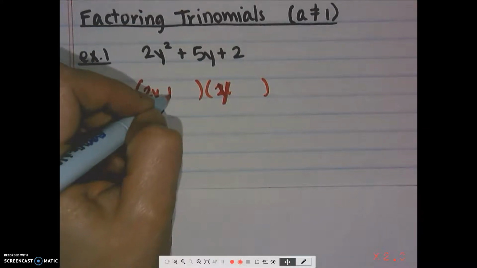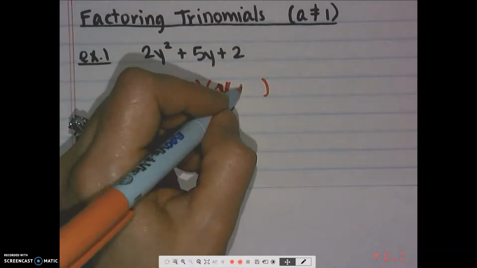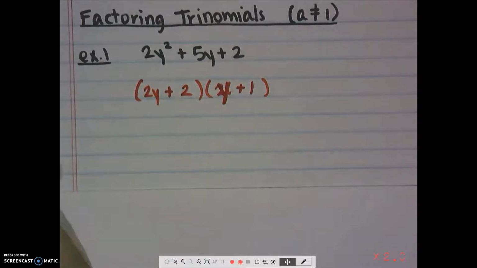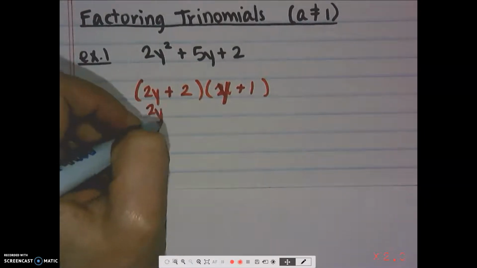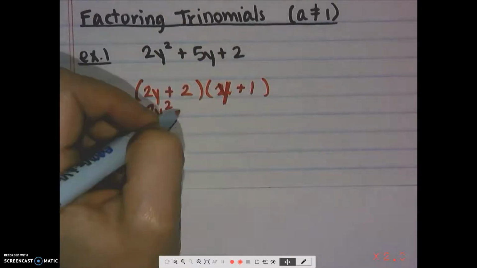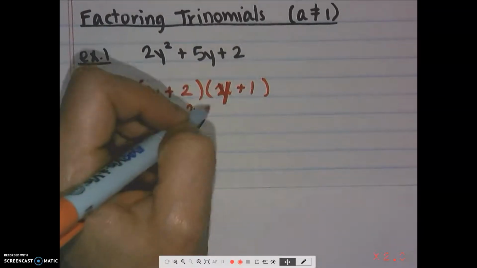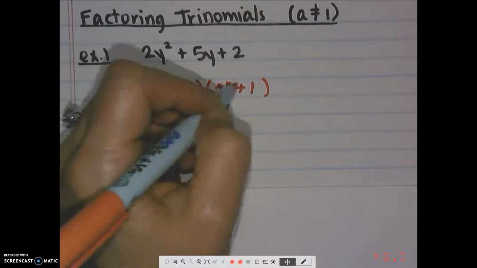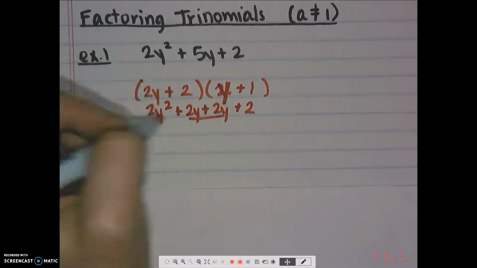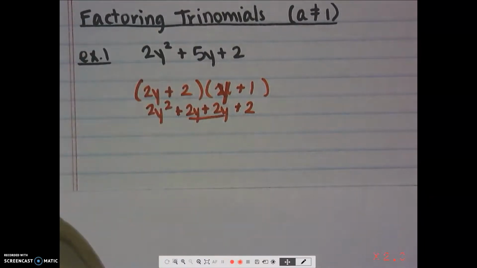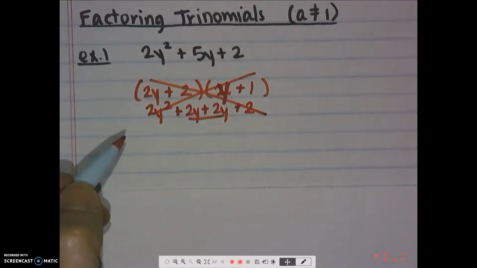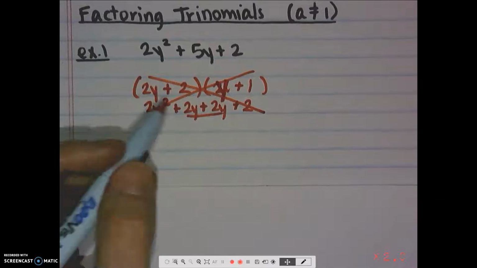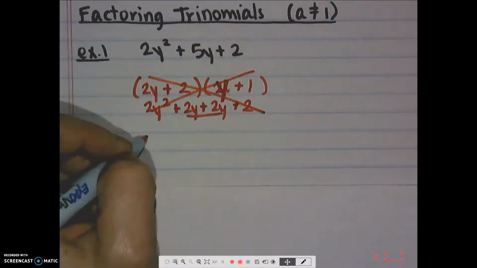So if we guess the 2 to go first and the 1 to go second, and we check this, that would give us 2y squared plus 2y plus 2y plus 2. Do those terms in the middle give us 5y? No, they don't. So that doesn't work. And if you're using a pencil, which I would suggest, then you could just erase those things. You wouldn't have to cross everything out.